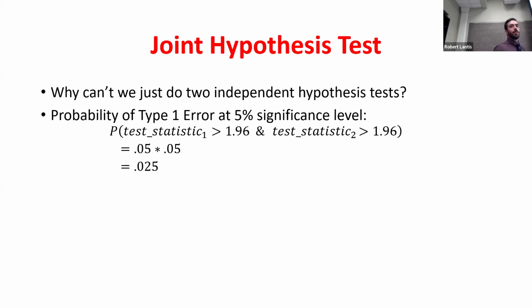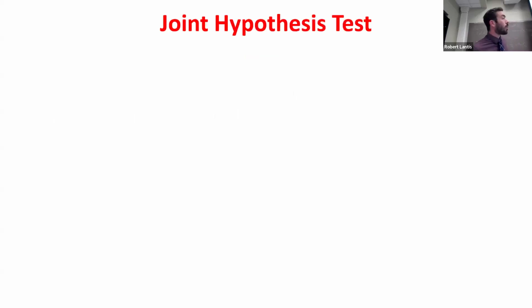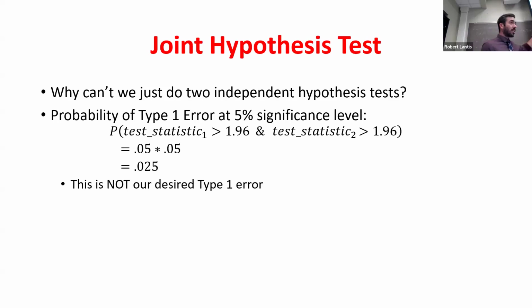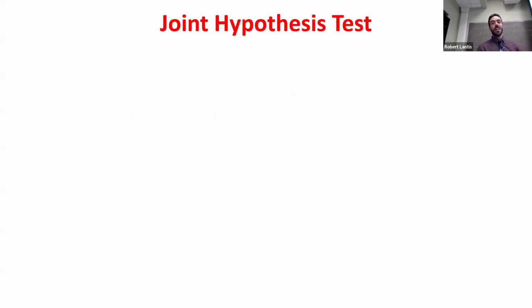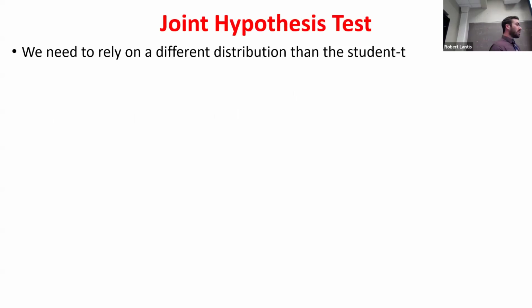That's not my desired type 1 error. The type 1 error I wanted was 0.05, the 5% significance level. So we can't simply test each individual test statistic and then multiply those probabilities, because it won't be the right value. So that's not our desired type 1 error. So what are we going to do? This isn't going to work. Scratch that. Just like we were using student t distributions, we've got another distribution that we can rely on, which is the F distribution.